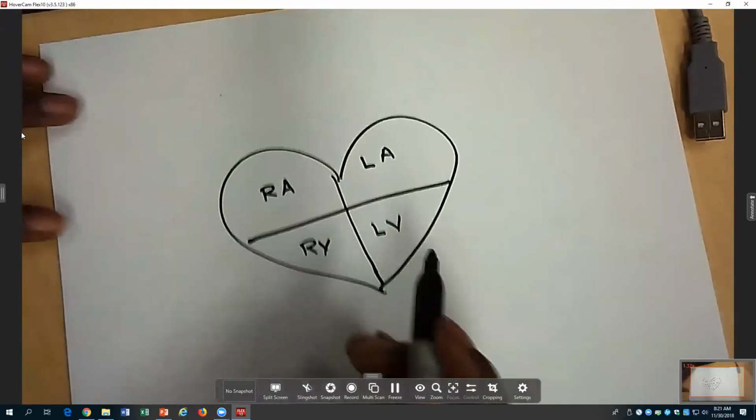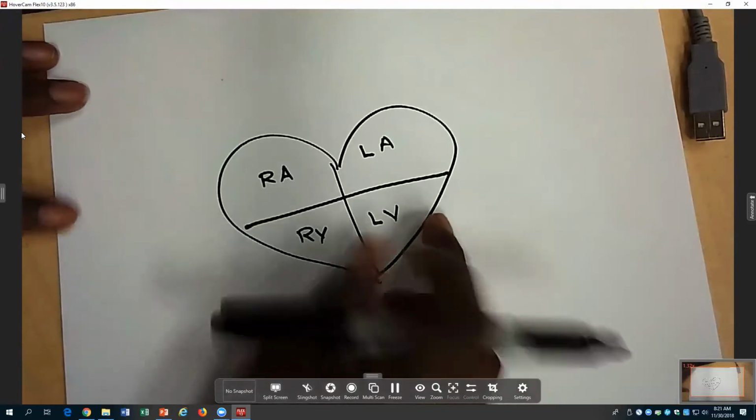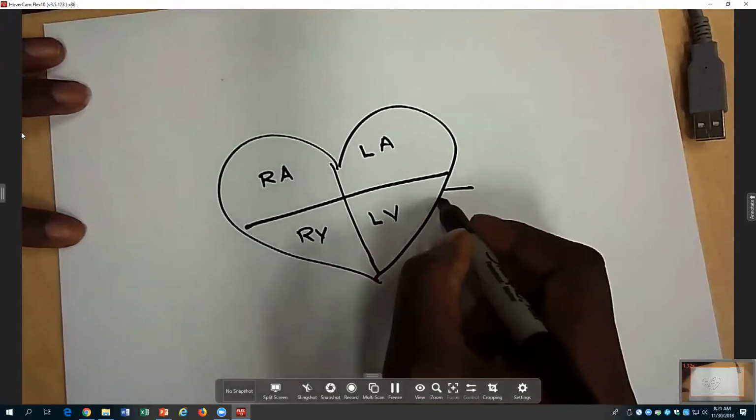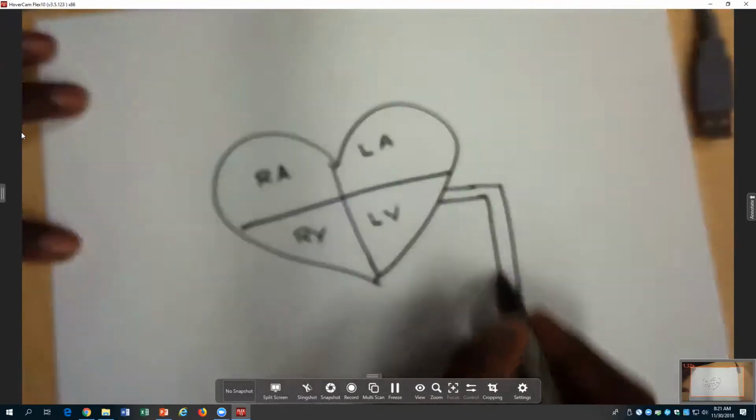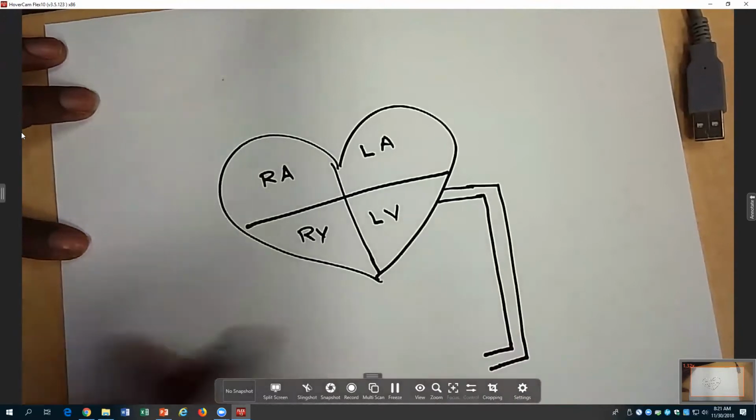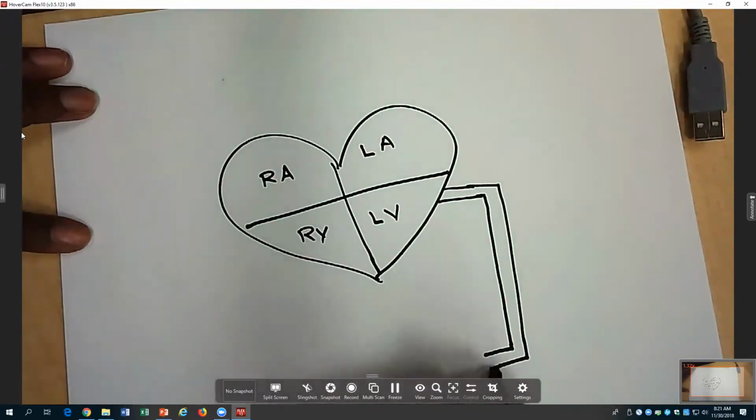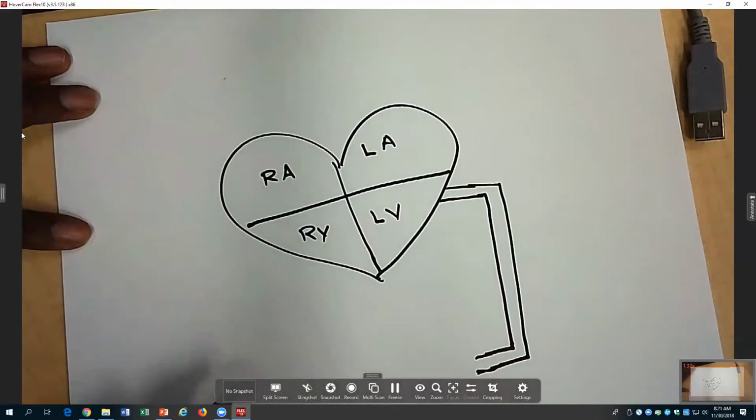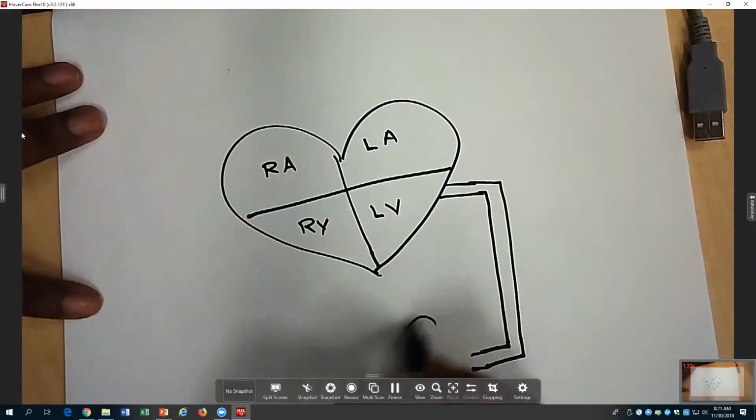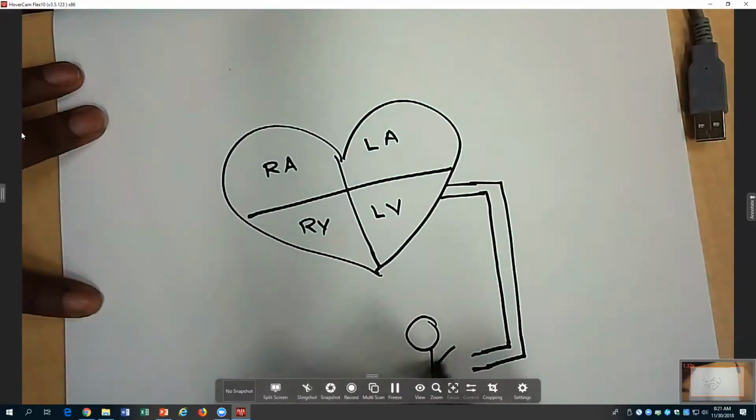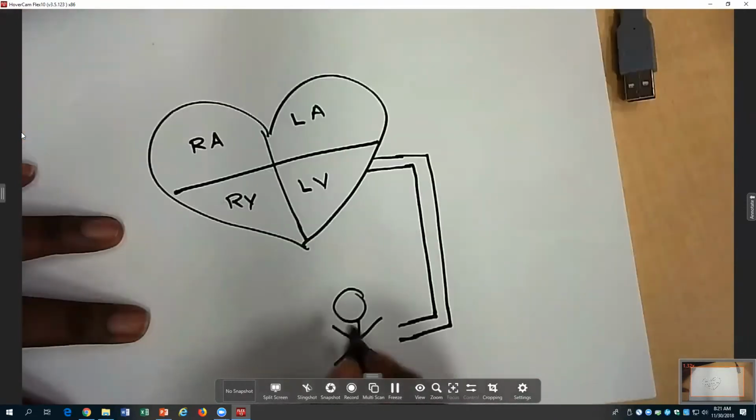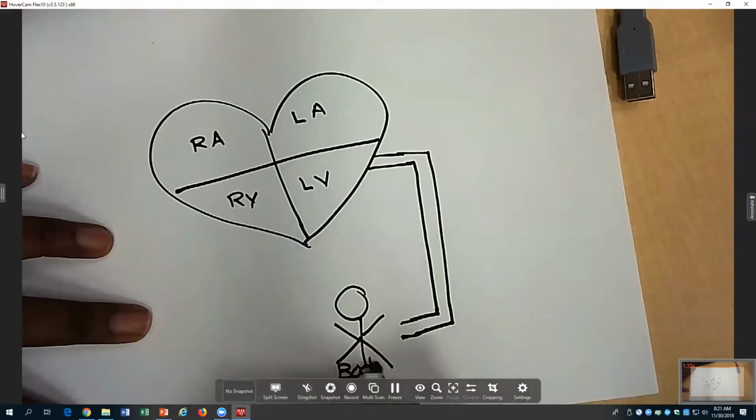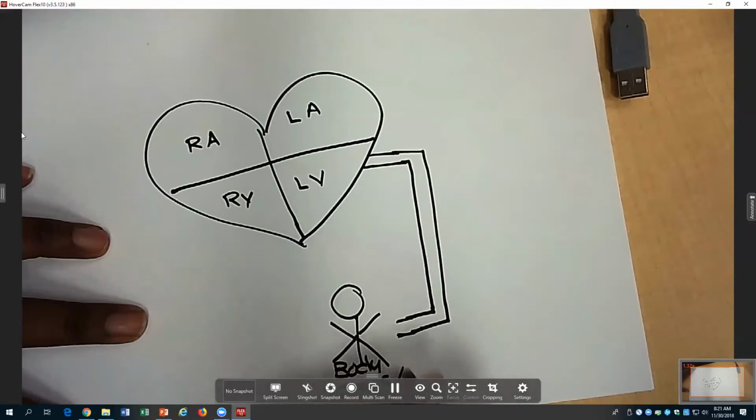Now we said that blood is going to leave the heart from the left ventricle here. Let's draw this circuit. It's going to leave the heart through the left ventricle, and it's going to go to the body. And when I say the body, it's going to go to all your other organs. Well, let's put body organs/tissues.